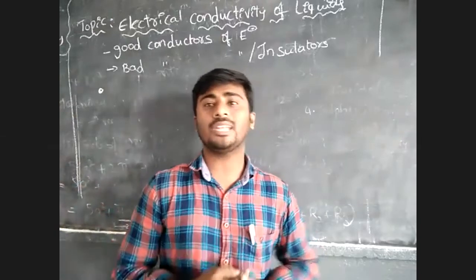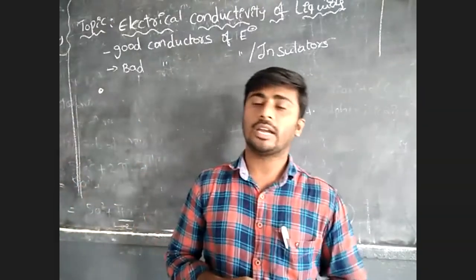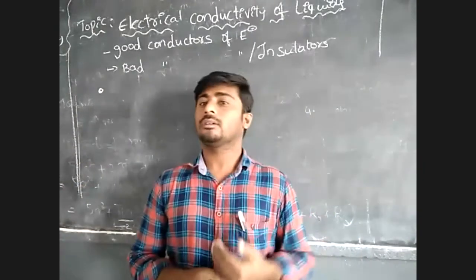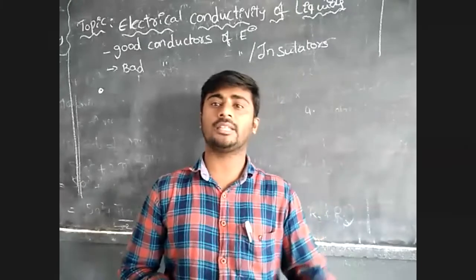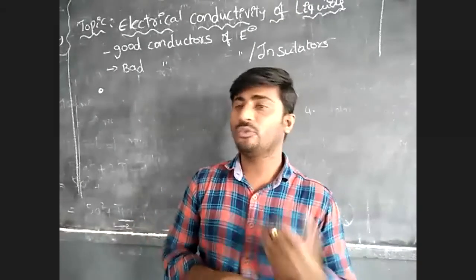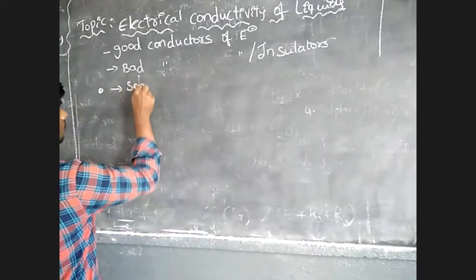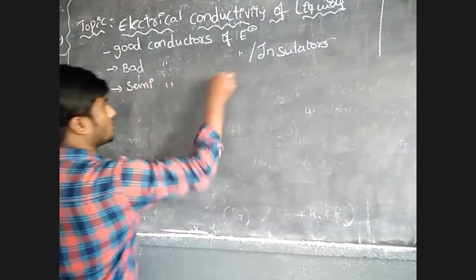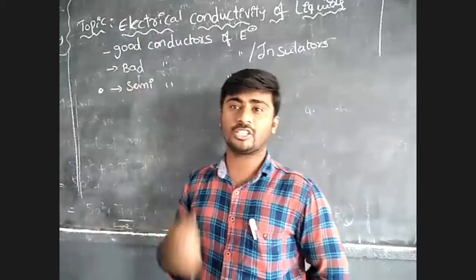And some materials have both properties, conductivity and non-conductivity. Which means they have the properties of good conductors and bad conductors. We call them semiconductors of electricity. Here they allow the electric current partially.